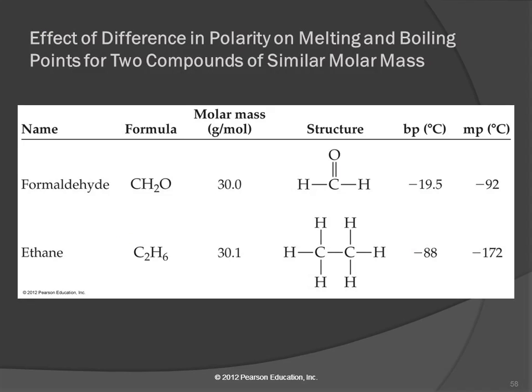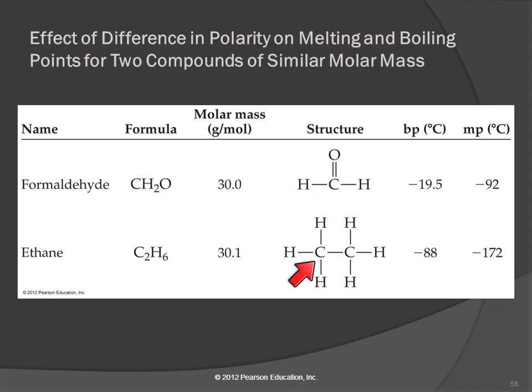Here we can see the effect of polarity on melting and boiling points. These two compounds, formaldehyde and ethane, have almost exactly the same molar mass. So they're the same size. We said that size had an effect on the strength of dispersion forces, so here size is taken out of the question. When we look at their structures, we see that formaldehyde is a polar molecule and ethane is nonpolar.